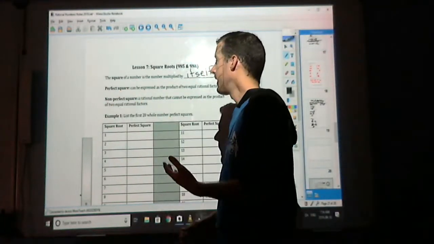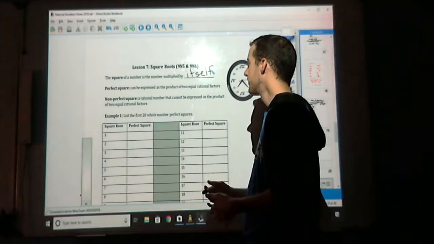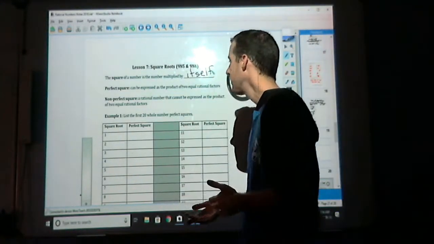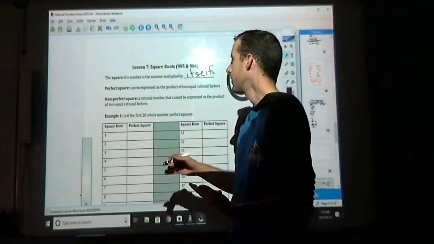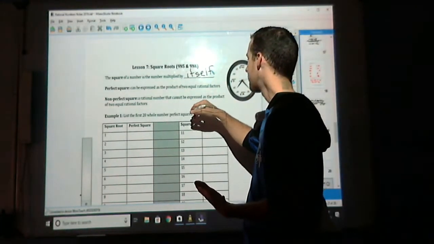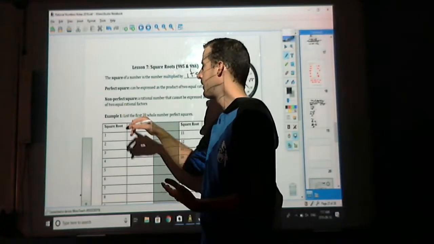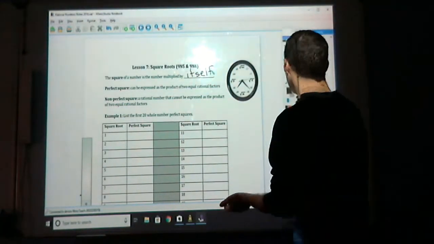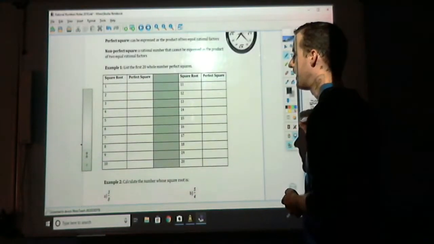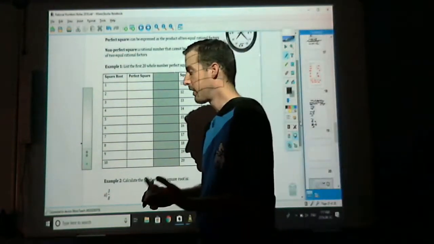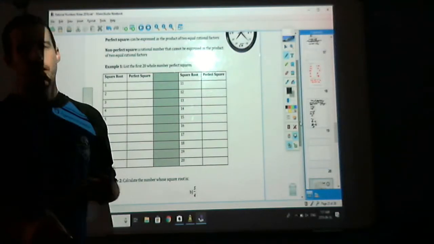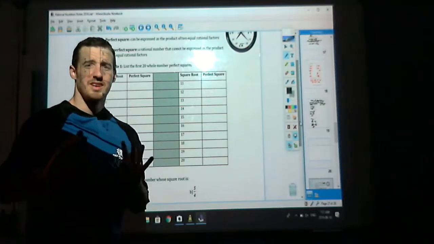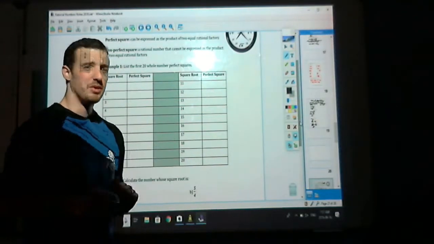So perfect squares can be expressed as the product of two equal rational numbers. So that's where two numbers are the exact same. And then non-perfect squares are a rational number that cannot be expressed as the product of two equal rational numbers, okay? So we're going to look at all these perfect squares, and then we'll talk a little bit about non-perfect squares. We're mostly going to be focusing on perfect squares because they're nice, tidy numbers, and we like to keep it reasonable for you guys.